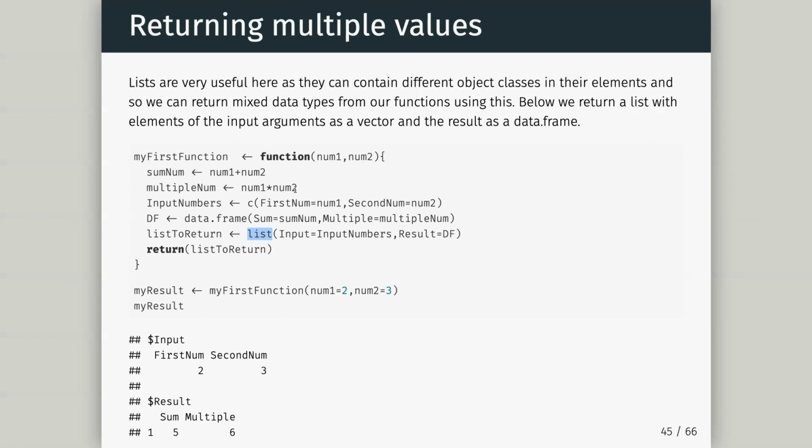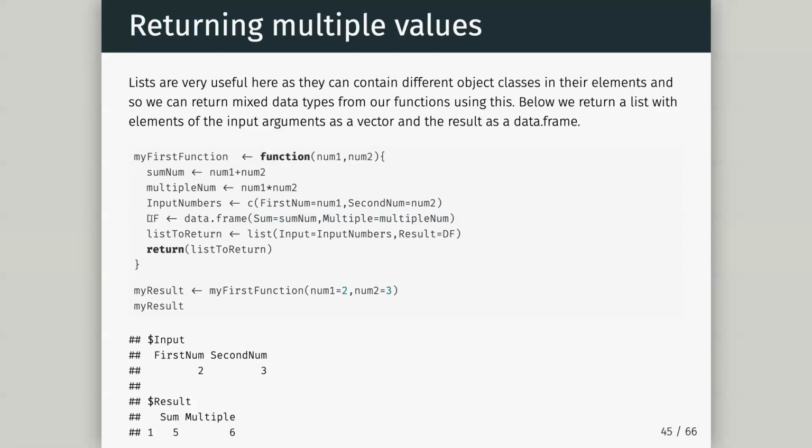So here we could do something similar, and we're going to create some input numbers. So I'm going to capture actually what was passed to the function. So first num is num1, second num is num2. Then going to create a data frame of our results. So we'll have one column called sum, which will contain the value of the sum. Another which is called multiple. That's going to contain the result of the multiple.